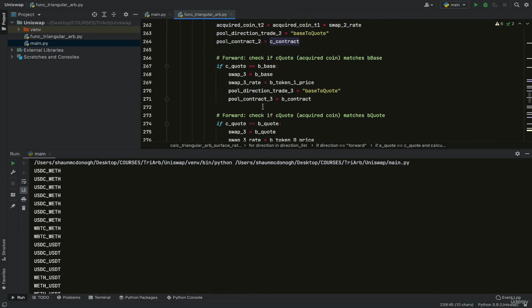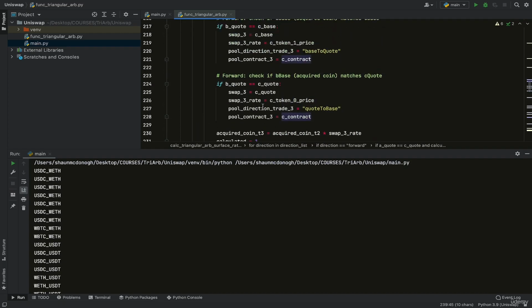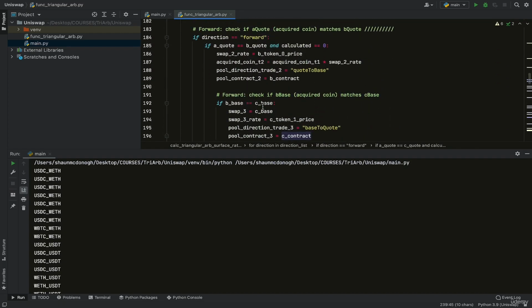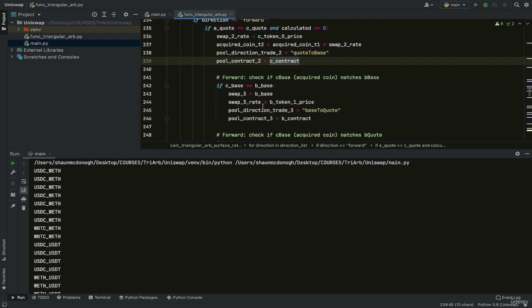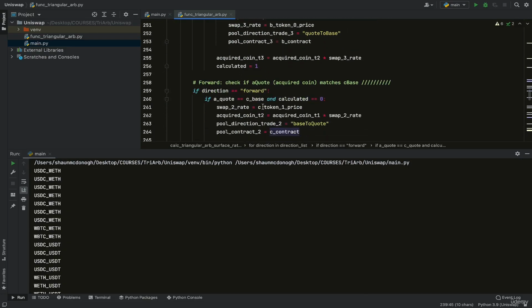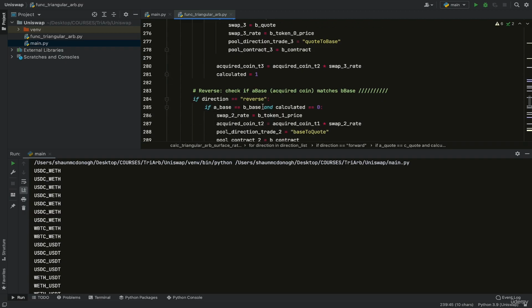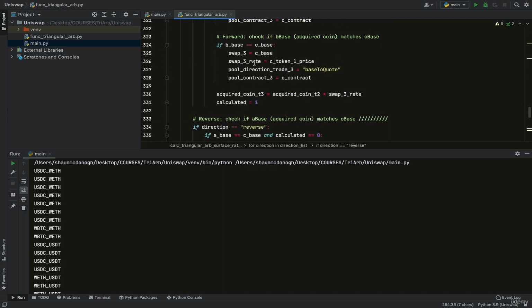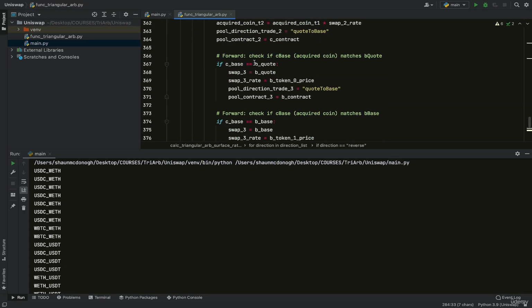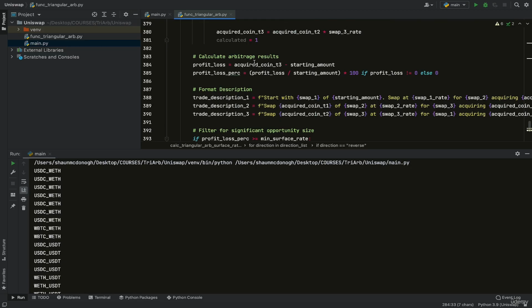So what this code logic is doing is looking through all the potential places where the coins could be. What side of the pair are they on? Are they in the base? Are they quote? Can we trade them left and right? And then the reverse is just assuming that we're starting with the quote, not the base. It's doing all the same calculations again, everything the same, but in reverse.